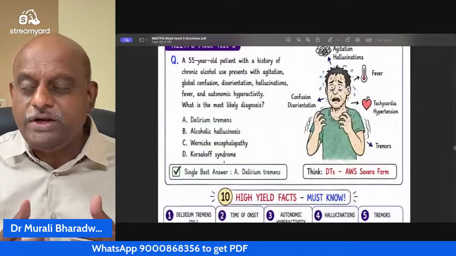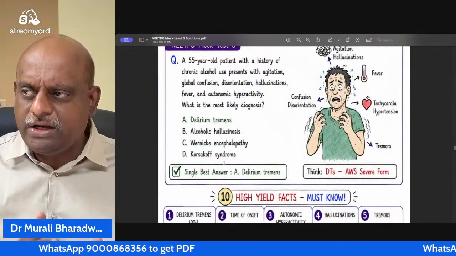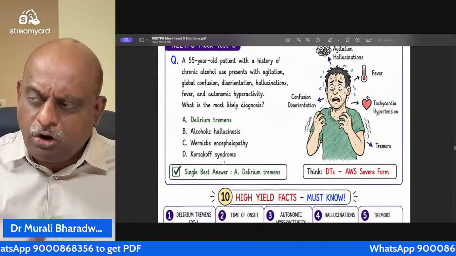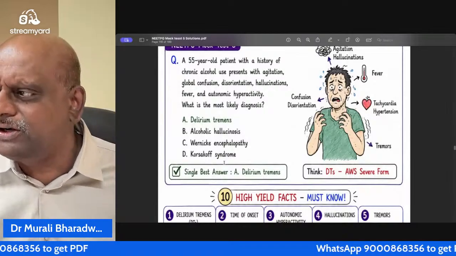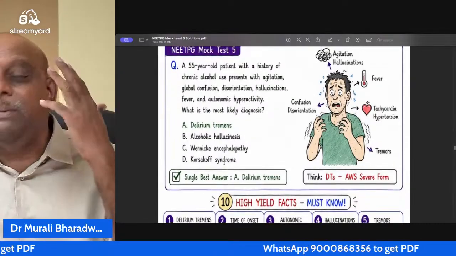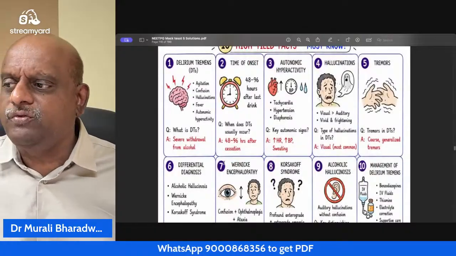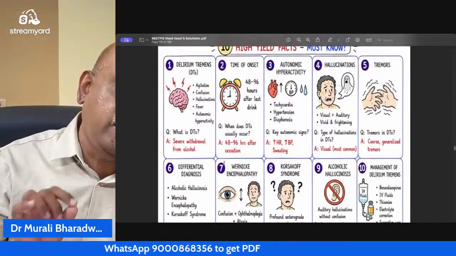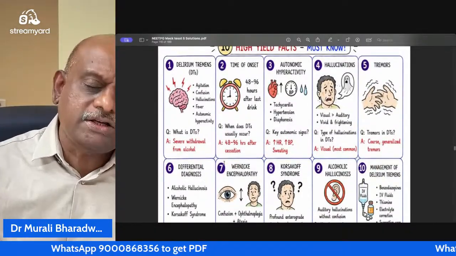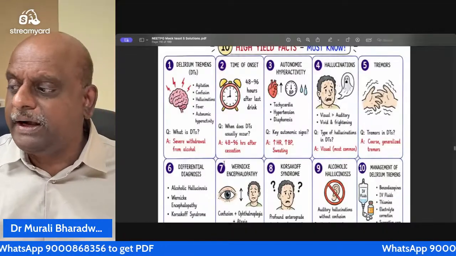55-year-old, agitation, global confusion, disorientation, hallucination, fever, and autonomic hyperactivity is equal to delirium tremens, which is a very severe form of withdrawal, is what you need to remember. It takes 48 to 96 hours after the cessation, typically, delirium tremens will occur.